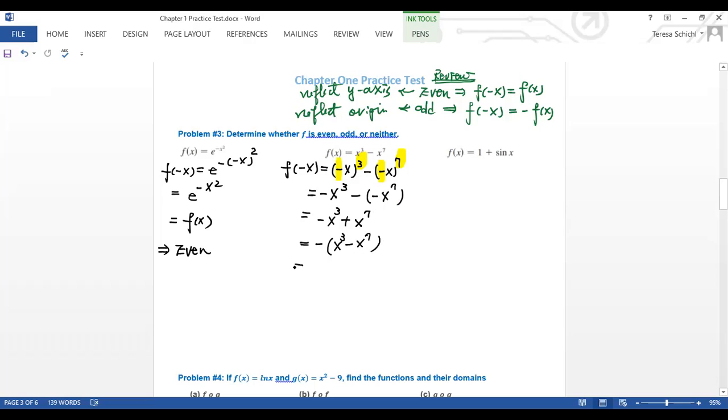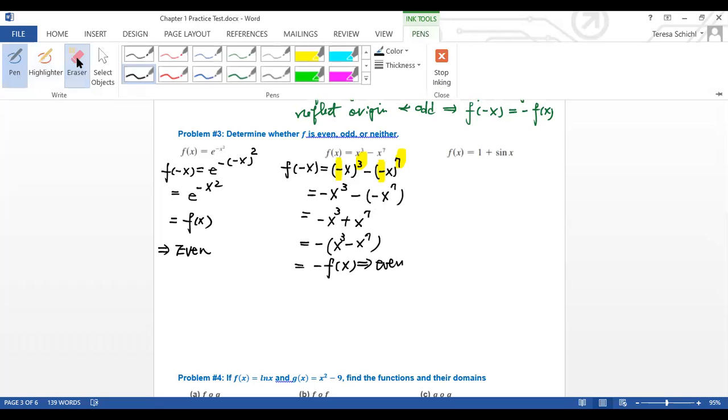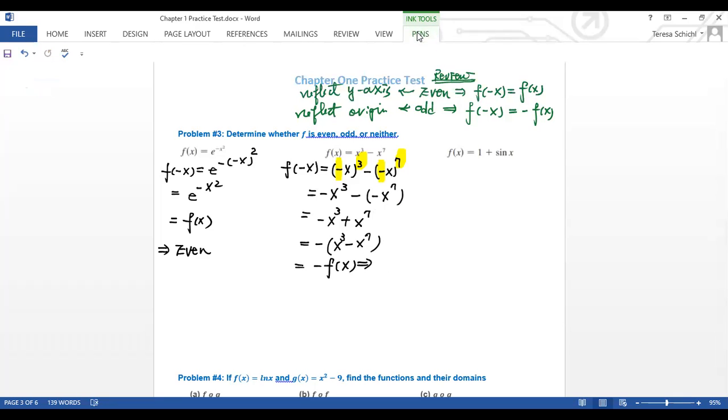What is this one here? This is f of negative x. So this function is what? This is an odd function, right? Okay, so this is an odd function.